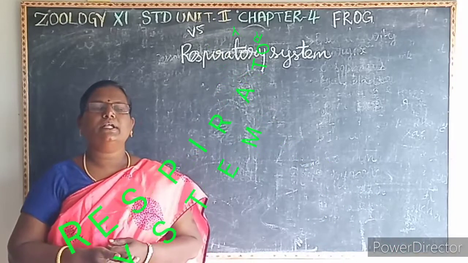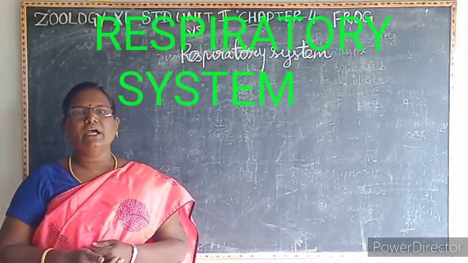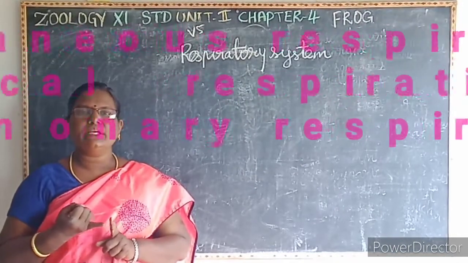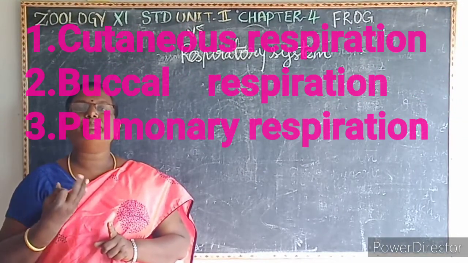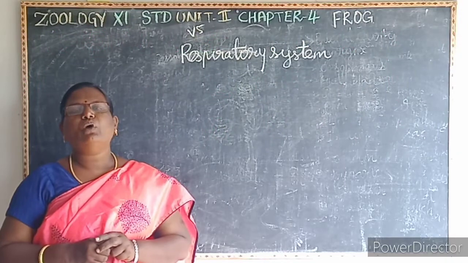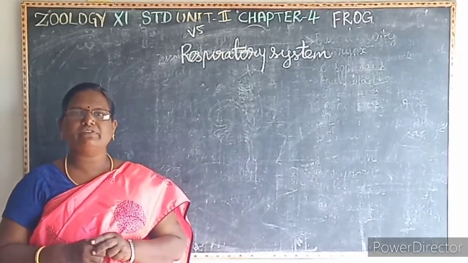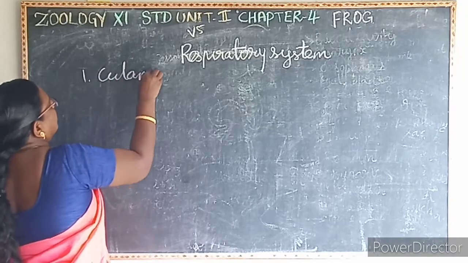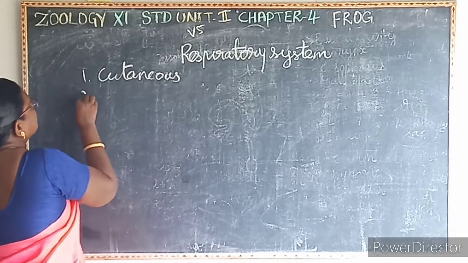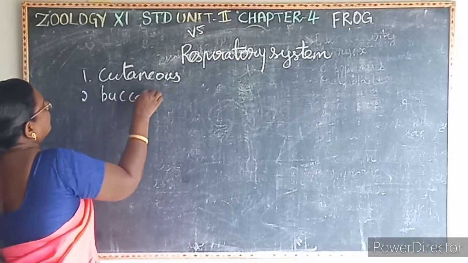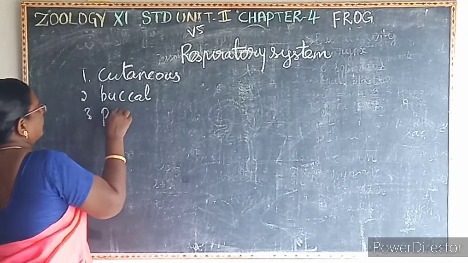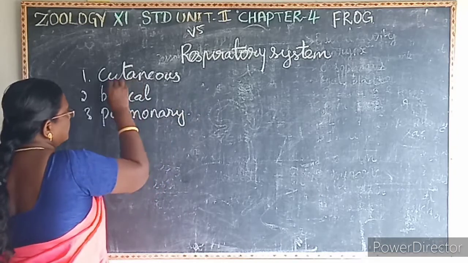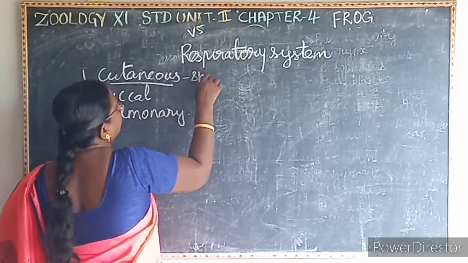In the frog, there are three types of respiration. One is cutaneous respiration, buccal respiration and pulmonary respiration. What are the three types of respiration in frog? The first one is cutaneous respiration, the second one is buccal respiration and the third one is pulmonary respiration. What is the third one? Pulmonary respiration. So cutaneous means what? Skin. Cutaneous means what?